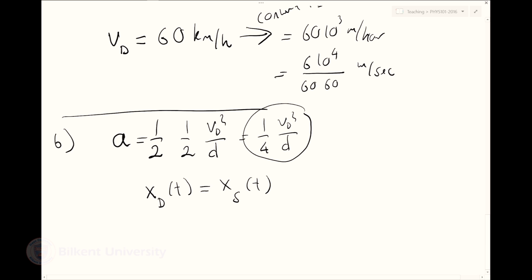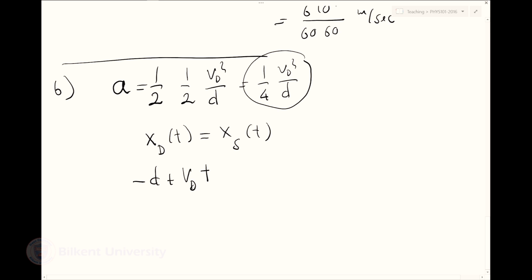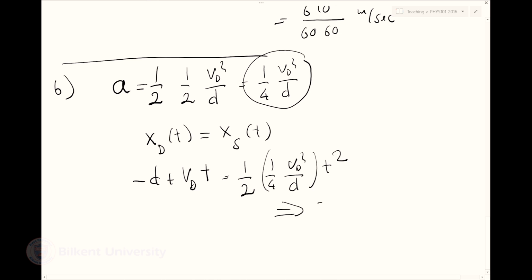So x drunk was minus d plus vd times t. x s is 1/2 times this 1/4 vd square over d t square. From here you need to find what t is, and then you have to find what x of t is.